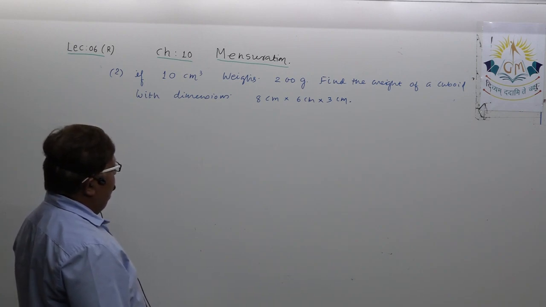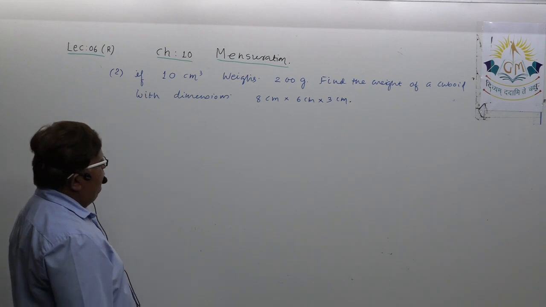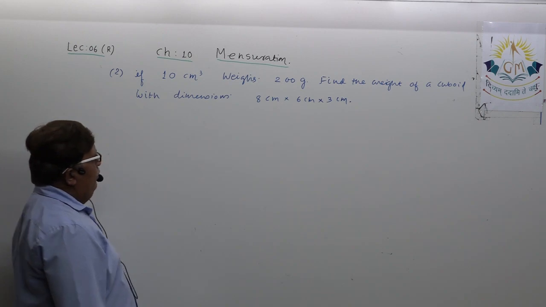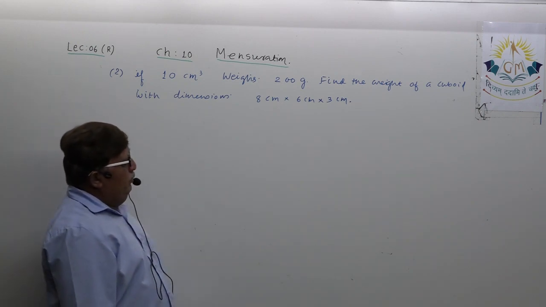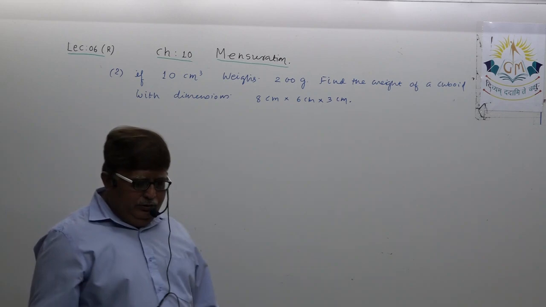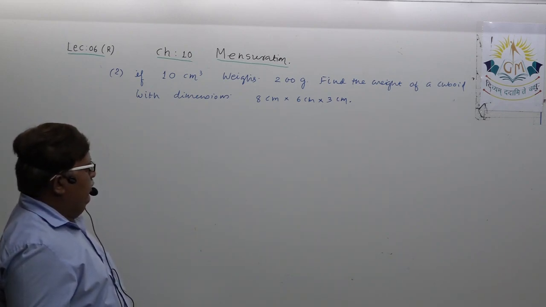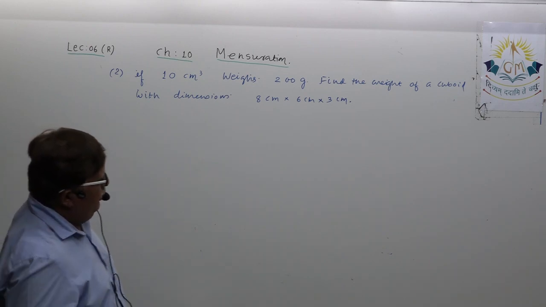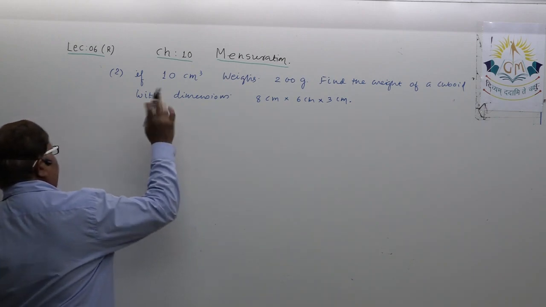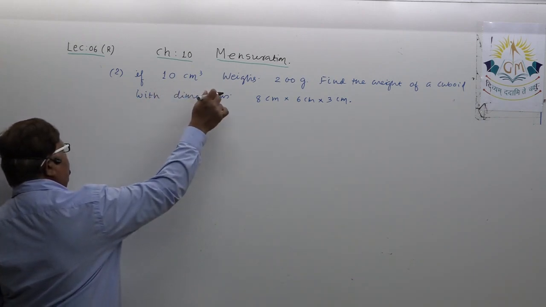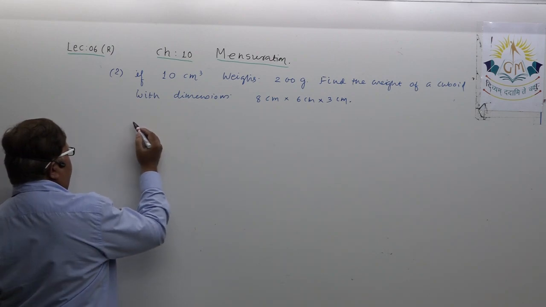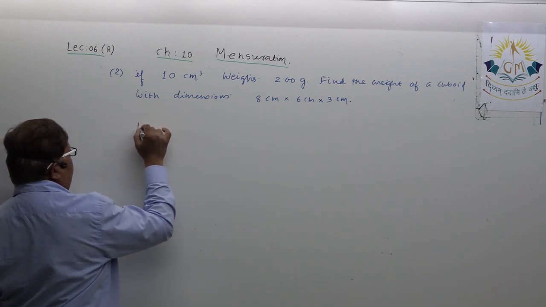10 centimeter cube weighs 200 gram. Then find the weight of a cuboid with dimension 8 centimeter into 6 centimeter into 3 centimeter. So let me start, dear student. But the first one, you are given weight of how many centimeter cube? 10.